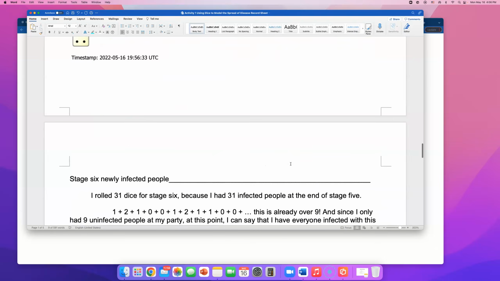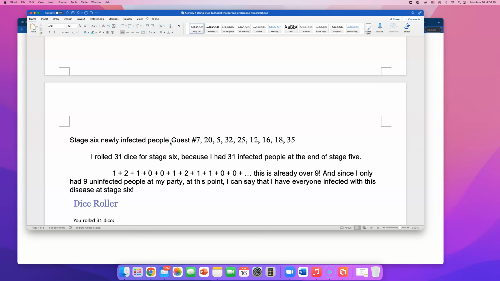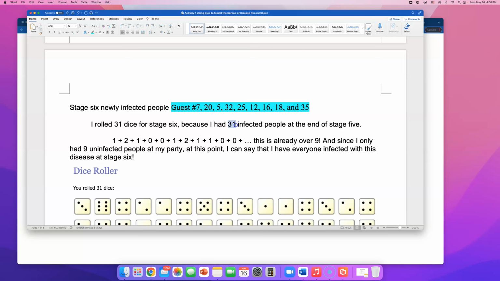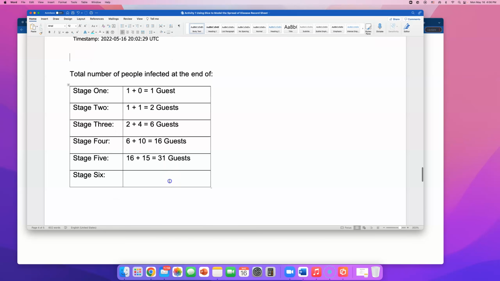So the newly infected people at the end of stage 6, guest number, and my party's over now, guys. Okay, I think I went up to stage 6 even. I rolled 31 dice. At that point, if I had stage 7, I would have to roll 40 dice because I have 40 people sick. But everybody's infected. I think we are done with this. So I'm going to say 31 plus 9 additional sick people, so 40 guests. Everyone got sick at that point.